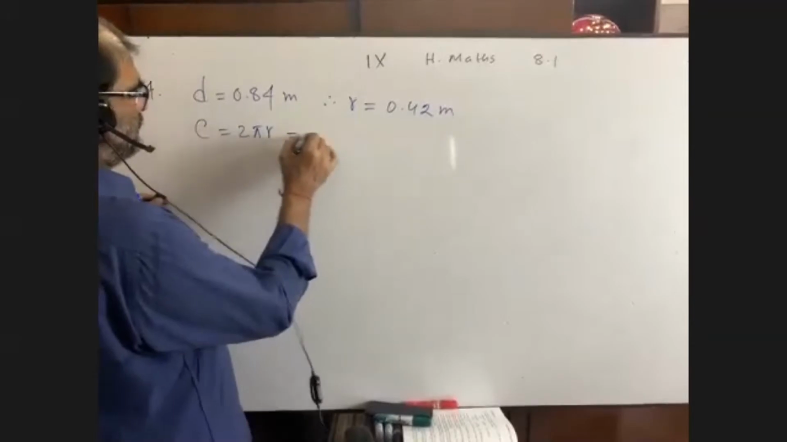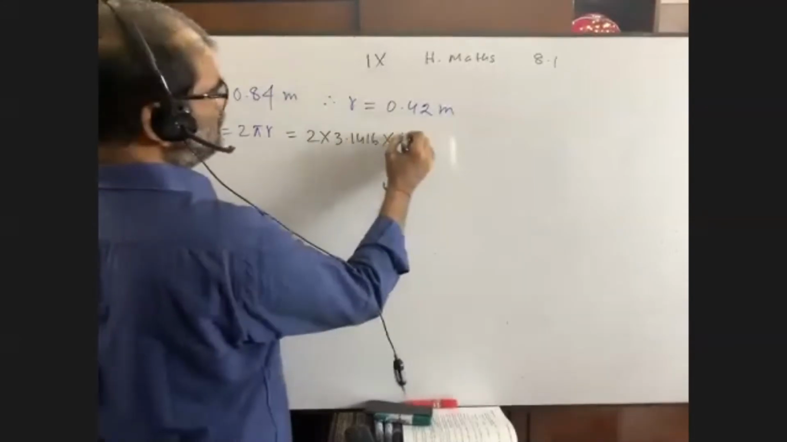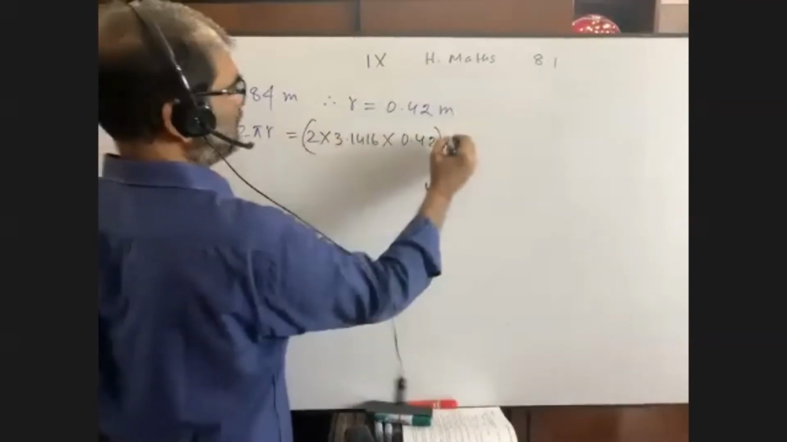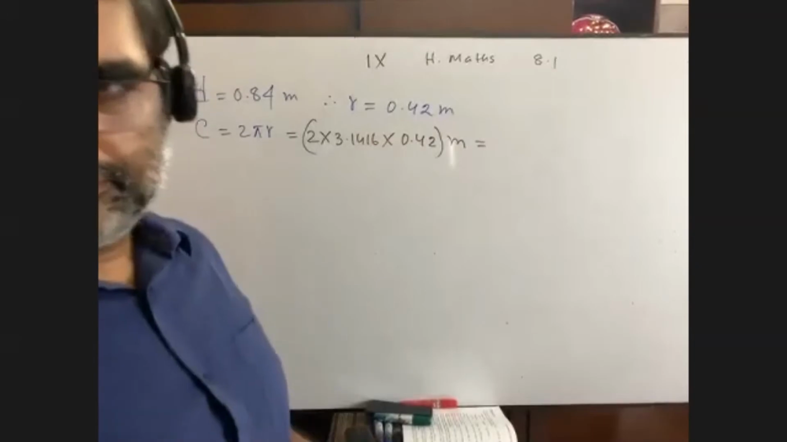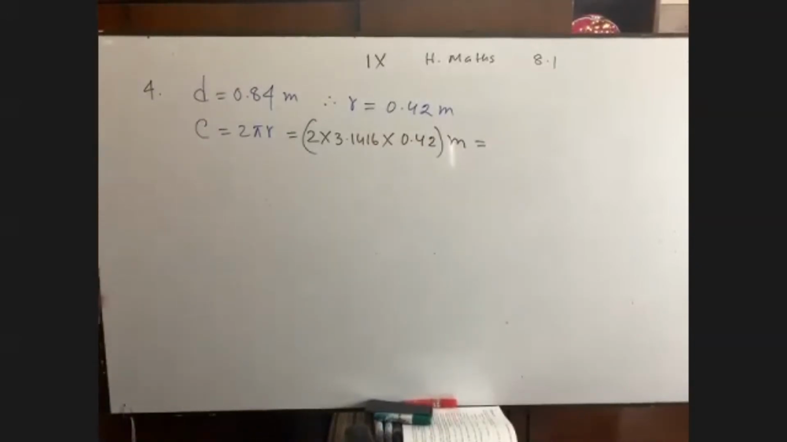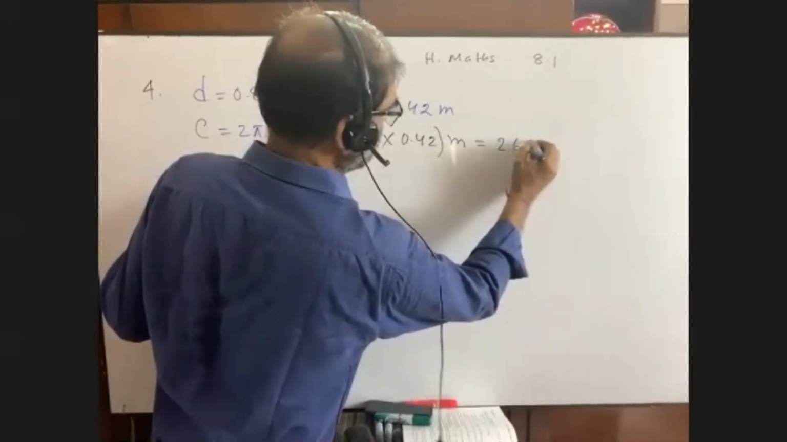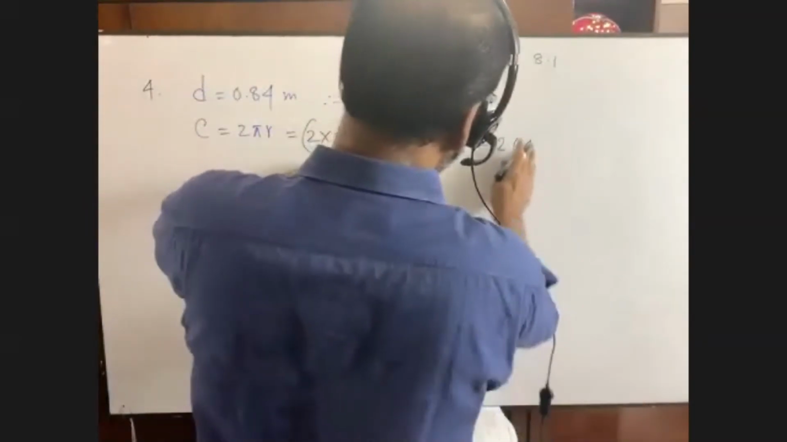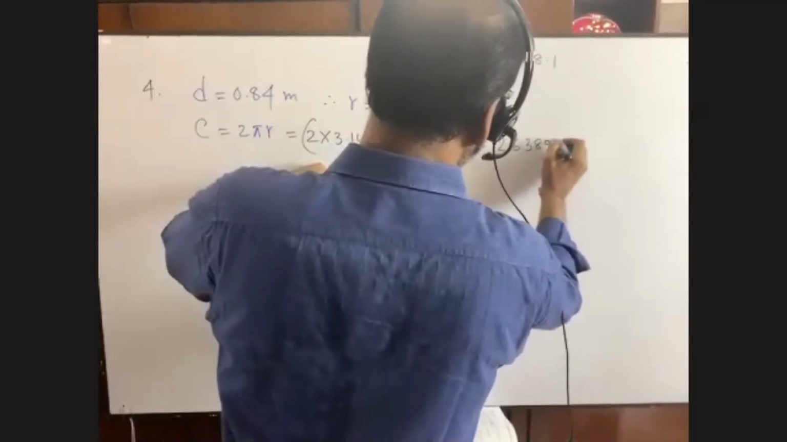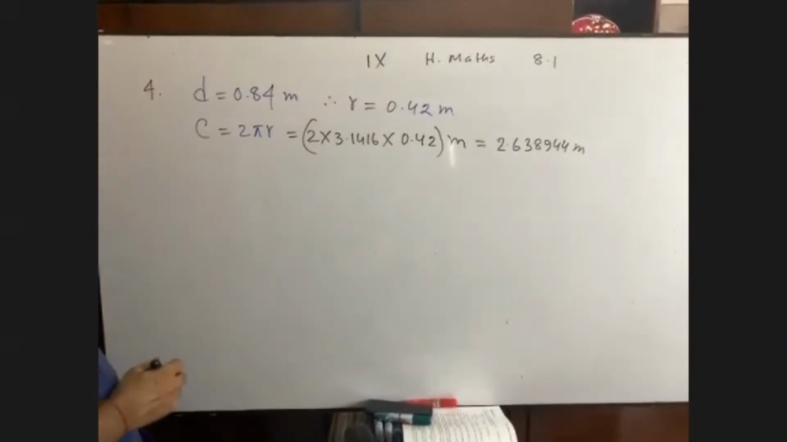2 into 3.1416 into 0.42 meter. Using the calculator, 2.64. Write the full value: 2.638944. If you do not write the full value, you will not get the appropriate or accurate answer. Okay, that is the circumference.